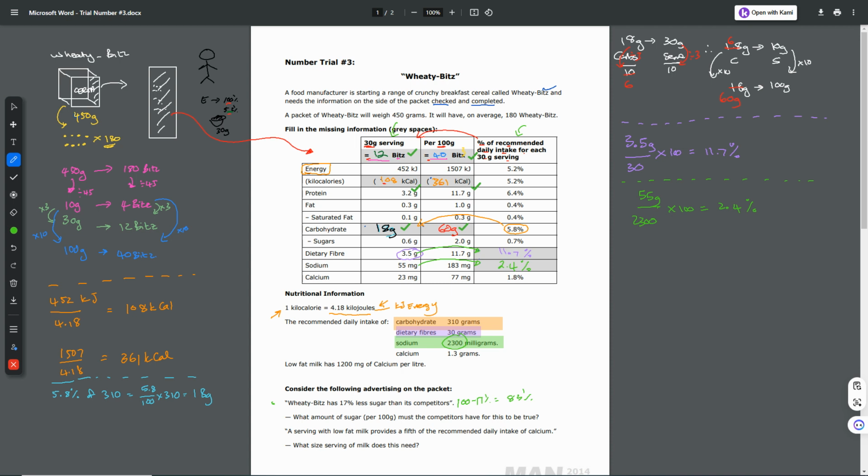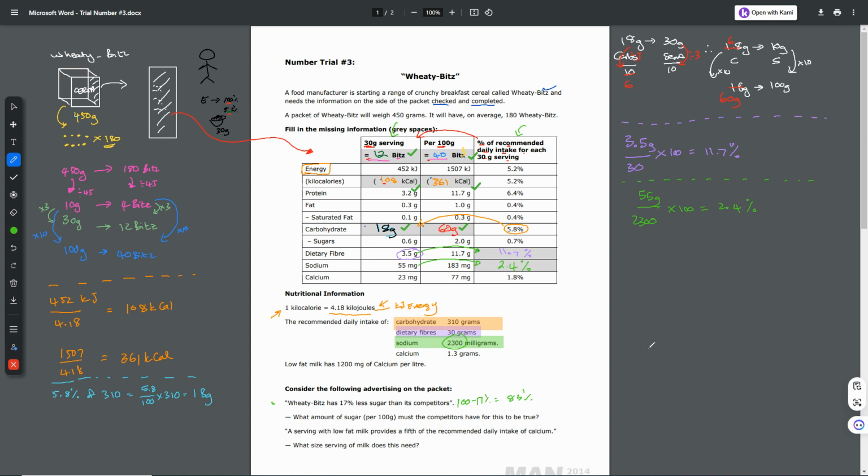So the competitors have 2 divided by the percentage of 83 over 100, which is equal to 2.41 grams. So Wheatie Bix has 2 grams, which is 17% less. Wheatie Bix has 17% less sugar than its competitors. What amount of sugar per 100 gram must the competitors have for this to be true?